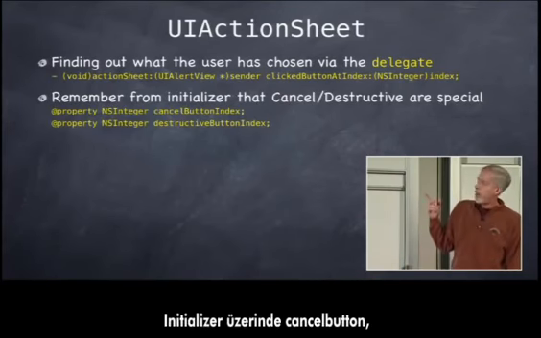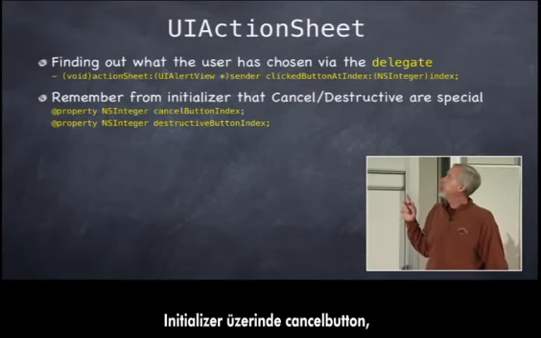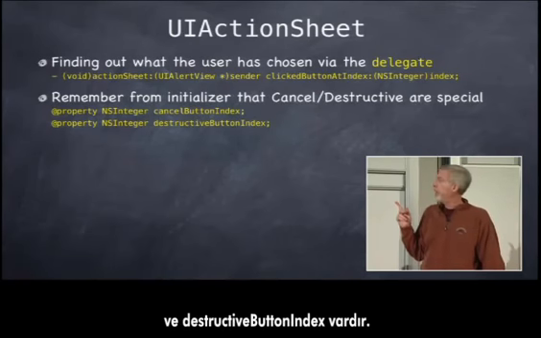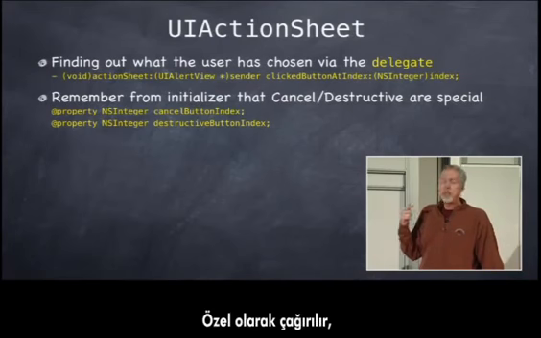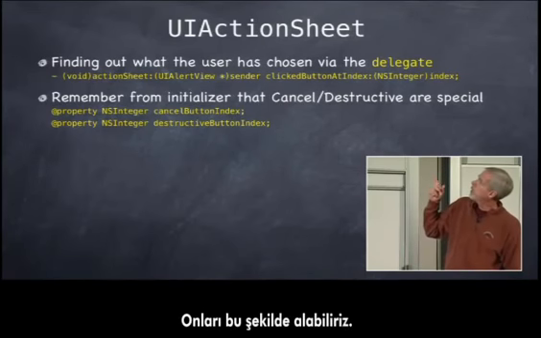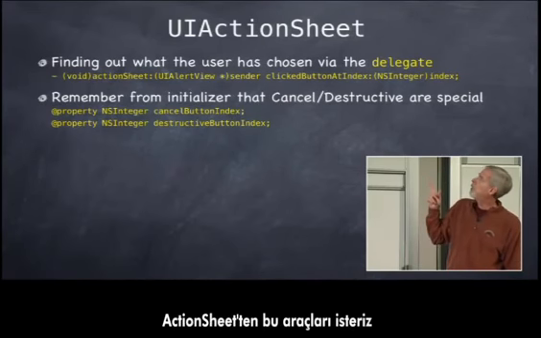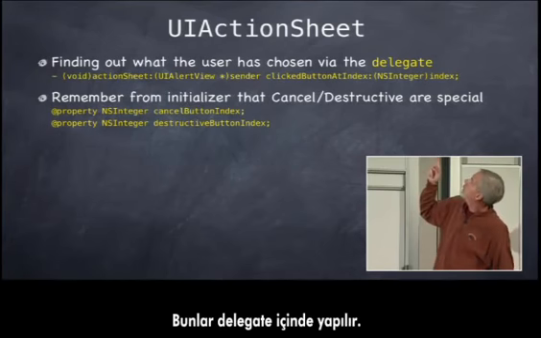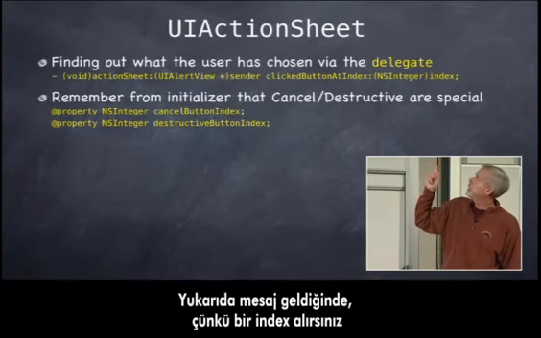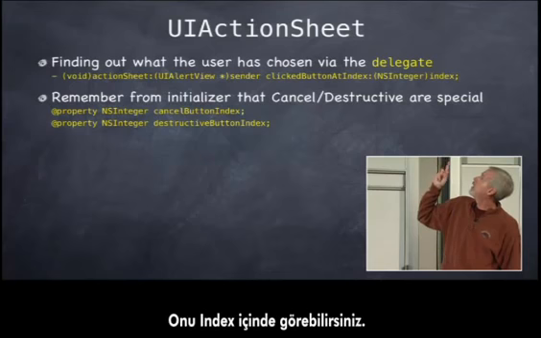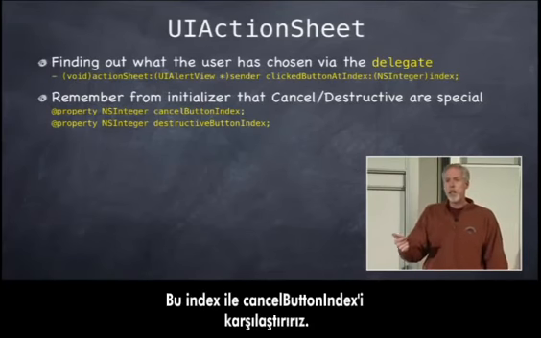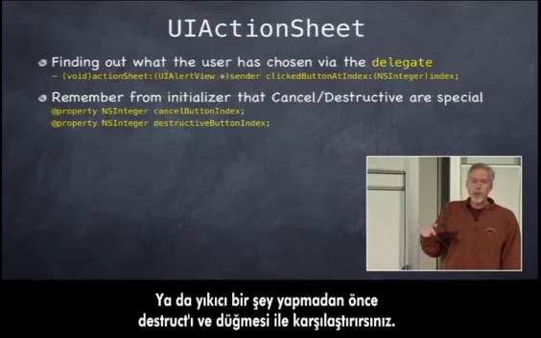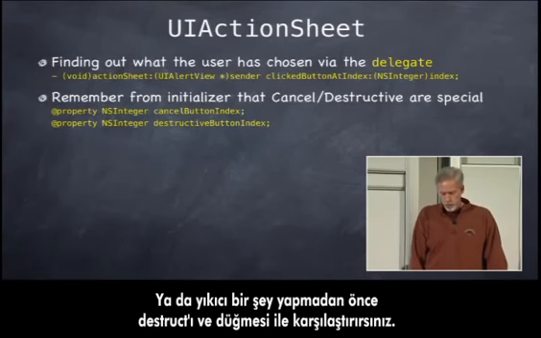Remember that the initializer had cancel button and destructive button index specially called out, and here's how you get those. You ask the action sheet for these properties. Usually you're doing that in your delegate when you get the message above, because you're getting an index there. You see that in this integer index, and you want to compare that index against the cancel button index to see did the user cancel, or compare it against the destructive button index before you do something destructive.